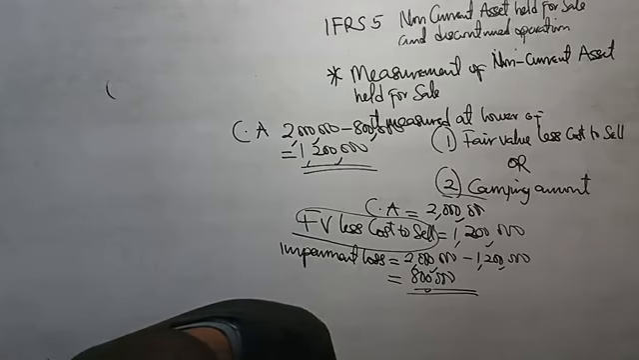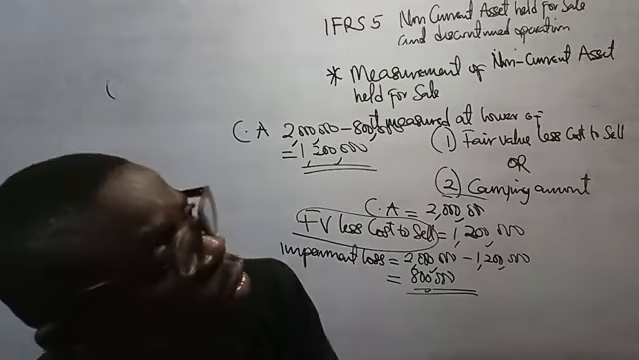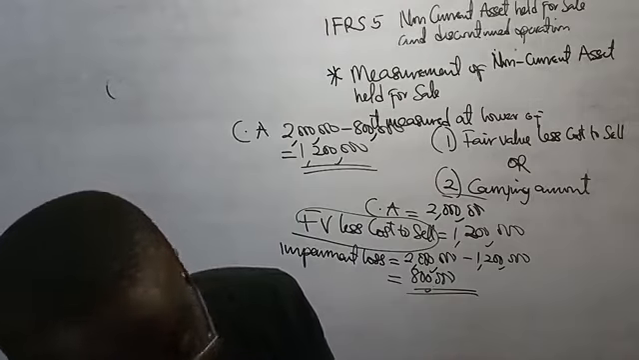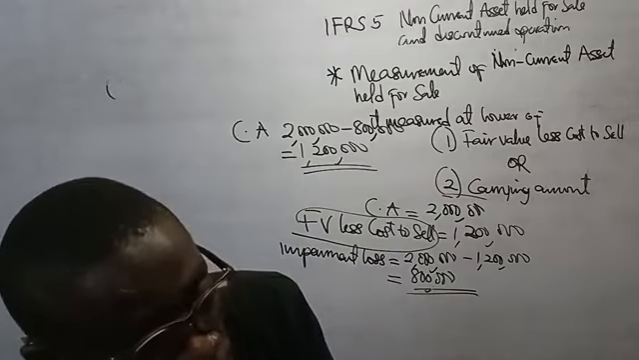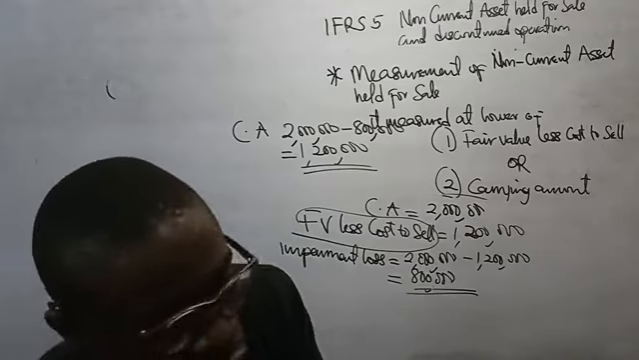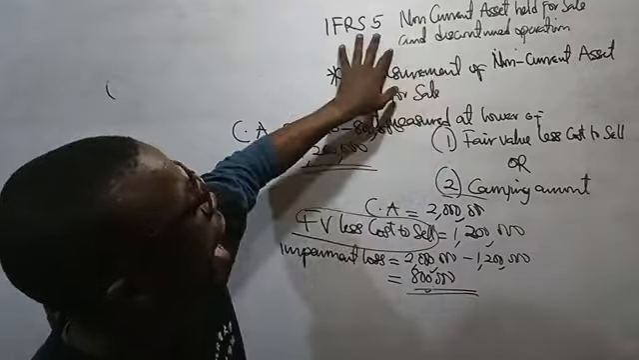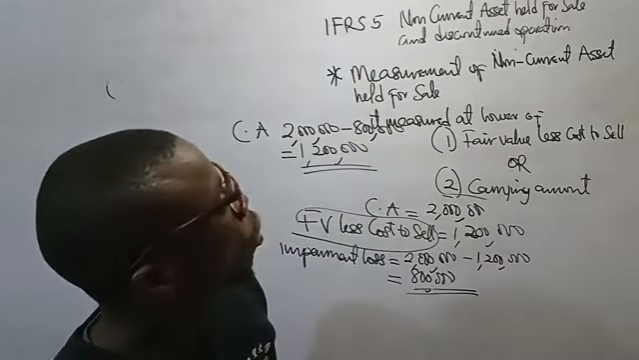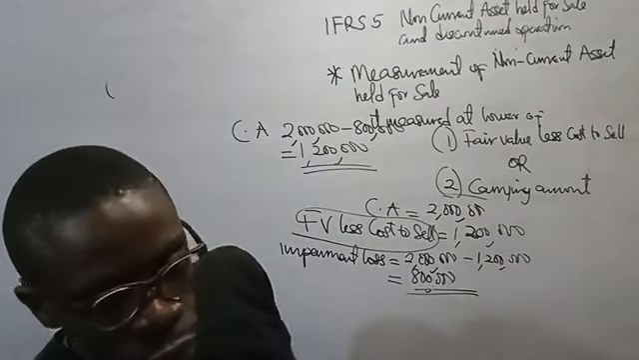In IFRS 5, there's no need for us to consider the value in use. There is no value in use in this question. Value in use is in IAS 36, impairment of assets. So there is nothing else. This is what IFRS 5 says you should measure. This is how they say you should measure non-current assets held for sales.